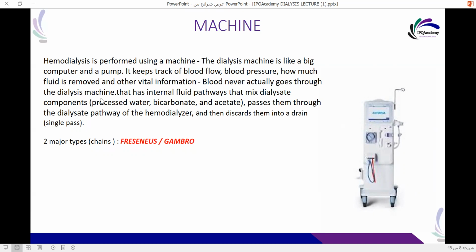The dialysis machine has an internal fluid pathway here that makes the produced water with the other components of the dialysate, which is bicarb and acetate. So this component passes through the dialysate pathway to the hemodialyzer. Here is the site in which the hemodialyzer is fixed, and this is the dialyzer pathway carrying the combination of the dialysate.